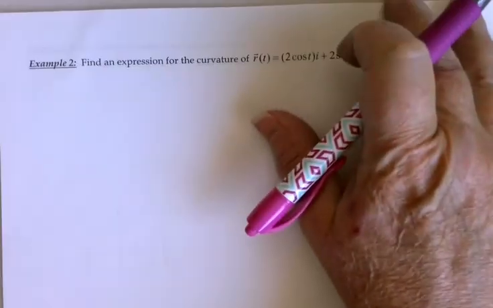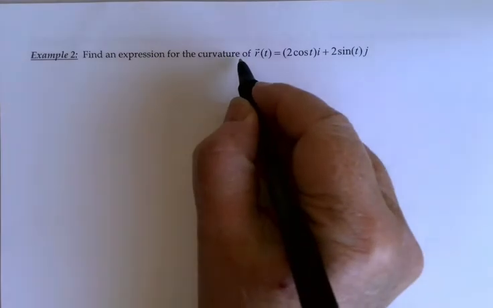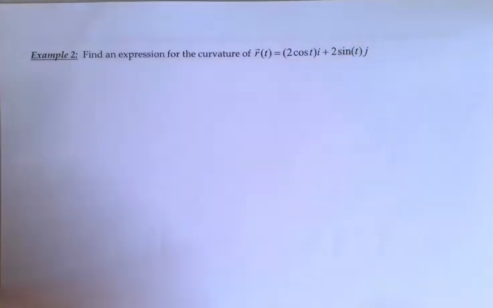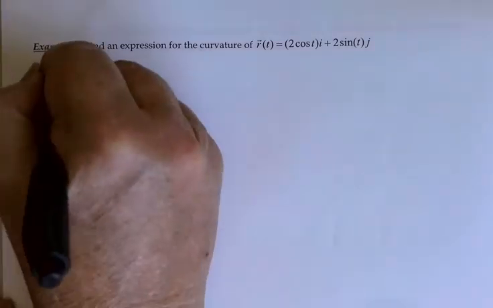All right, let's give this a shot. In example 2, I'd like to find an expression for the curvature of r of t, which is 2 cosine t i plus 2 sine t j. As we just saw, there's a convenient formula if I can write down the v and the a formulas.